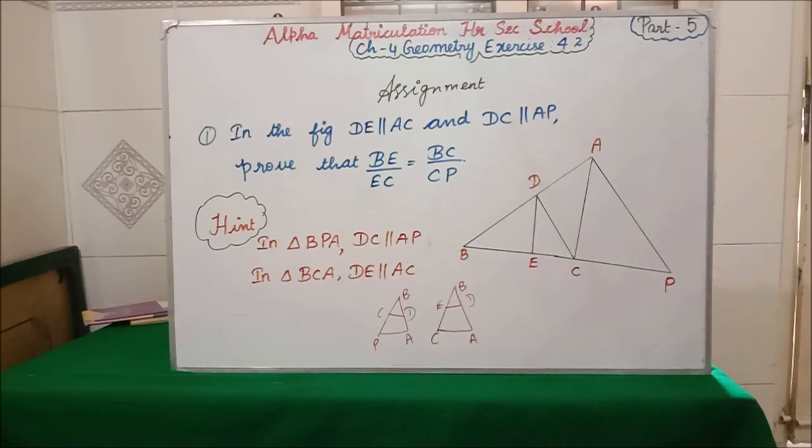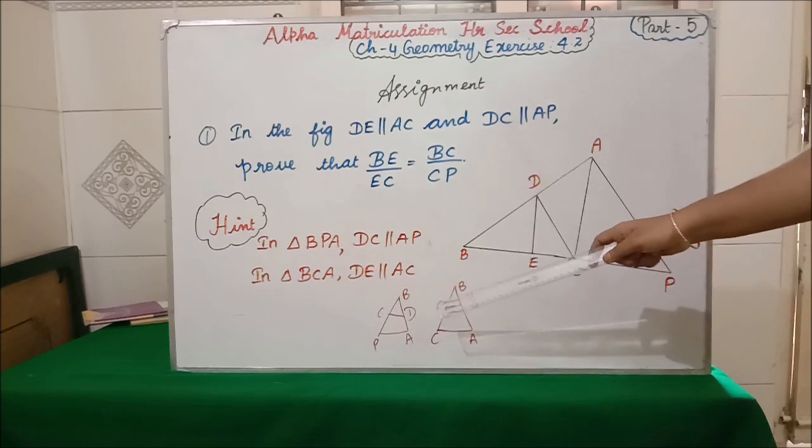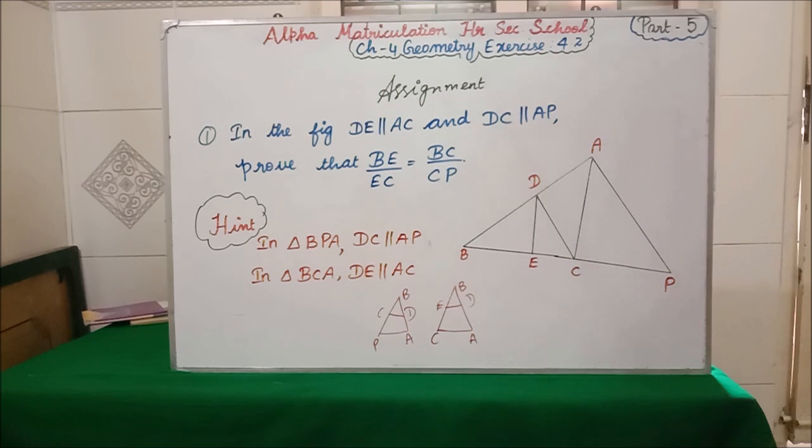First, you are going to take triangle BPA. I have drawn it separately. In that, DC is parallel to AP. If in triangle BPA, DC is parallel to AP, how can we write now? By using Thales theorem, the corresponding sides divide in the same ratio. You write that and mark it as equation 1.